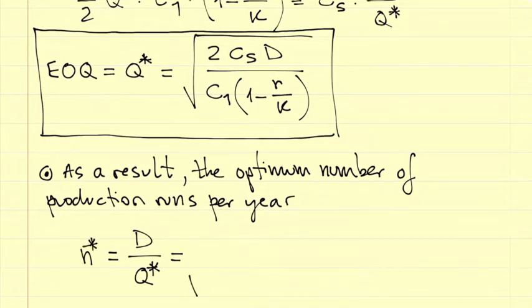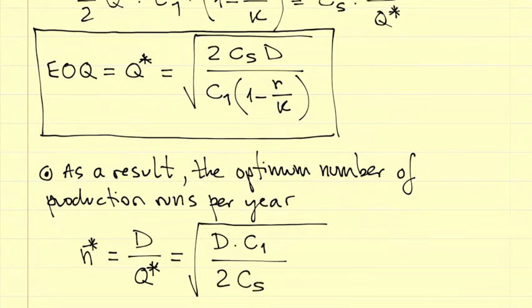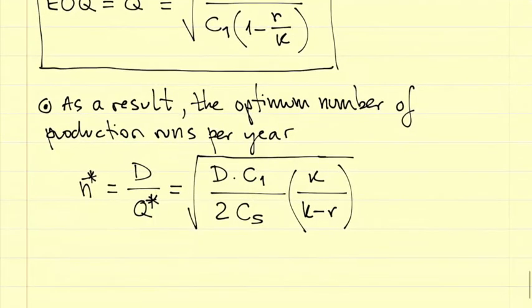And this is D times C1 divided by 2CS times K divided by K minus R. Okay.